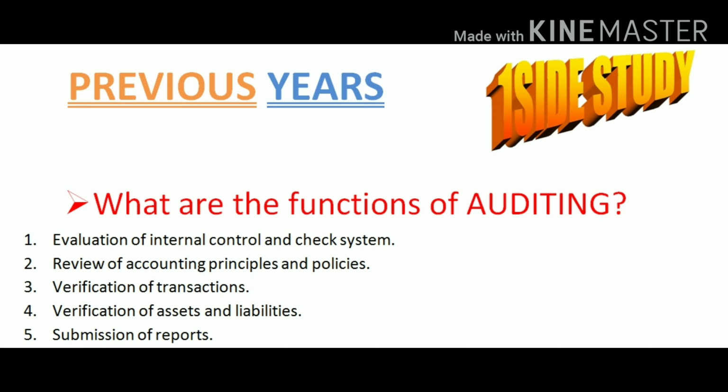The first point is evaluation of internal control and check system, and then review of the accounting principles, verification of transaction, verification of assets and liability, and finally the submission of reports. So these are some important points we need to elaborate in the examination hall. Note it down for future reference.